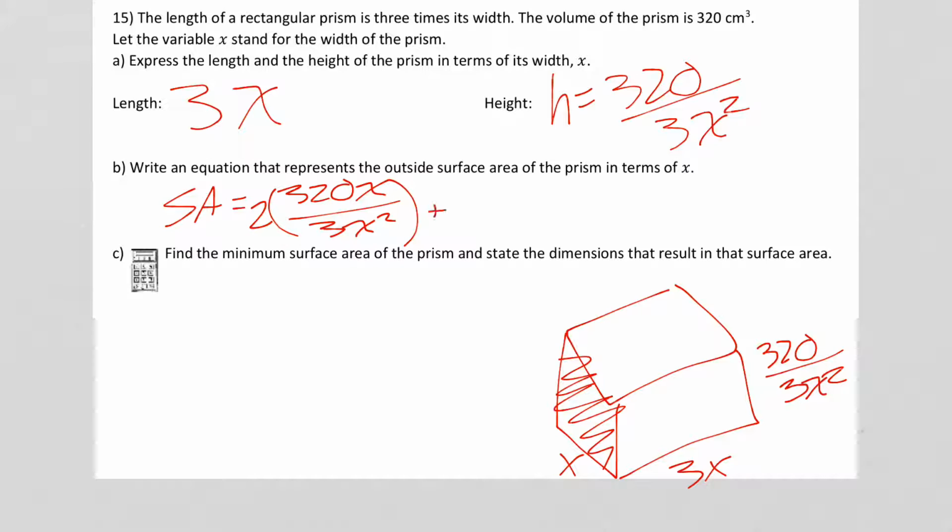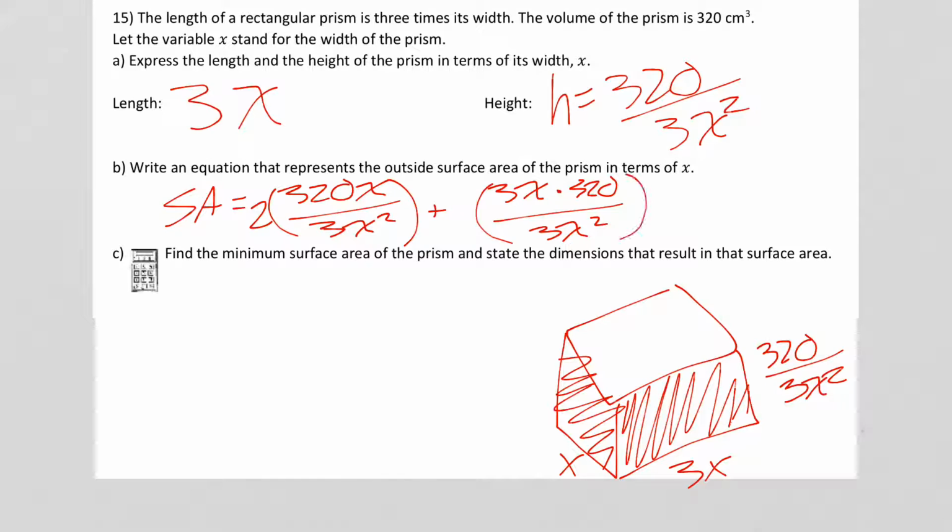Plus, what about this area right there? That's going to be 3x times the height, so the length times the height. So 3x times 320 over 3x squared. And again, there are two of those, a front and a back. And what about this last bit, the top and the bottom? That is the width x times the length 3x. So that's just 3x squared, but again, there are two of them.